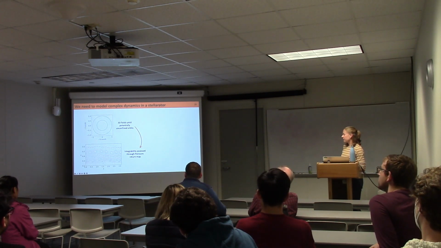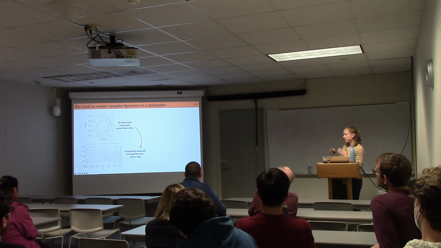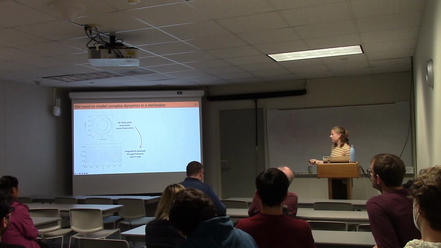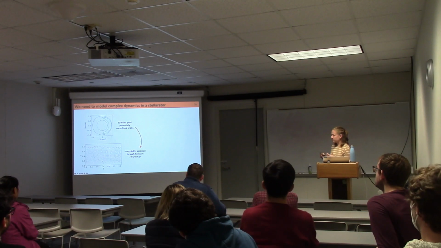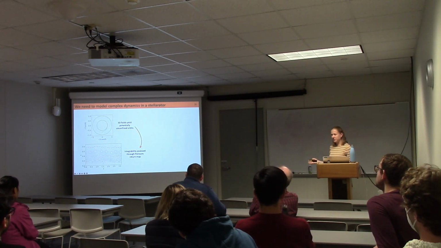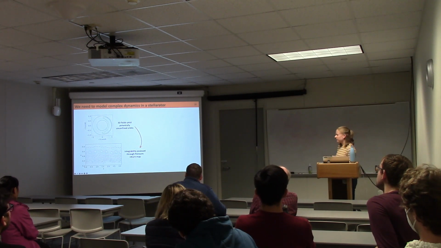For example, instead of looking through all of the trajectories themselves, we can look at a Poincaré section, which quantifies the possible resonances in our system, and how islands may overlap and lead to chaos in the dynamics.